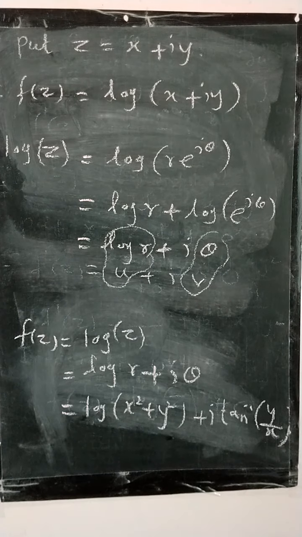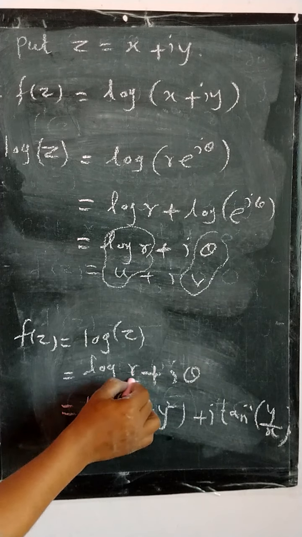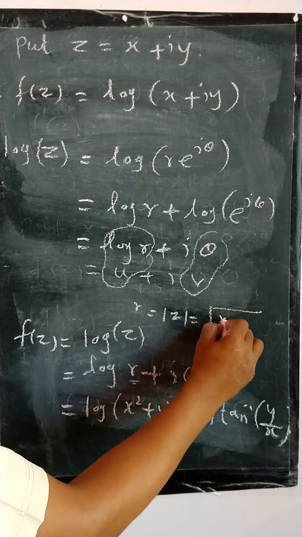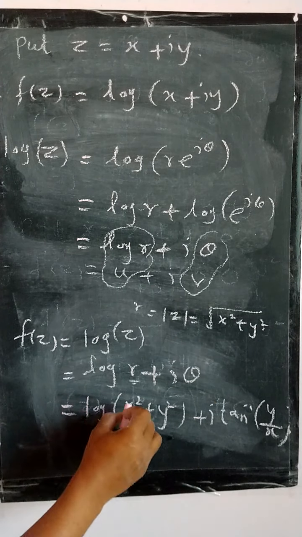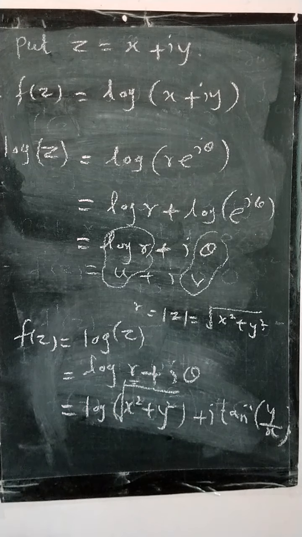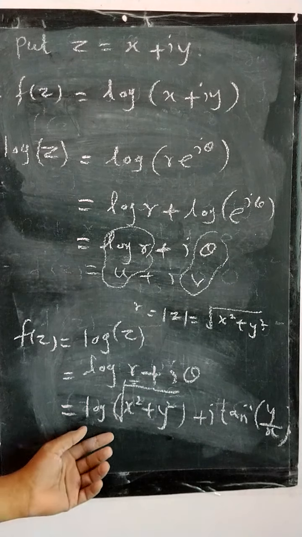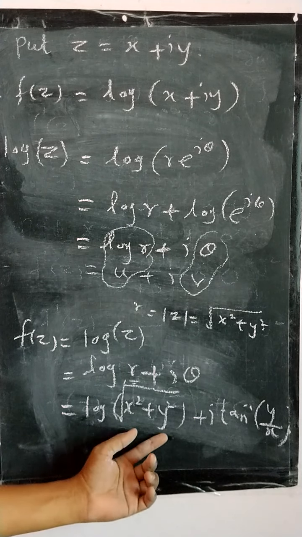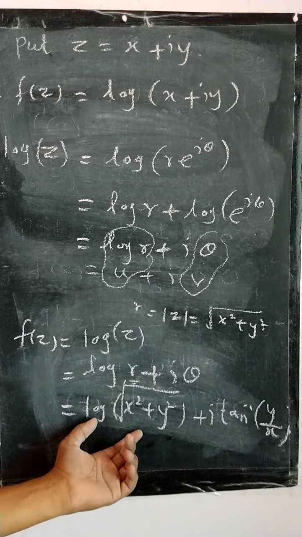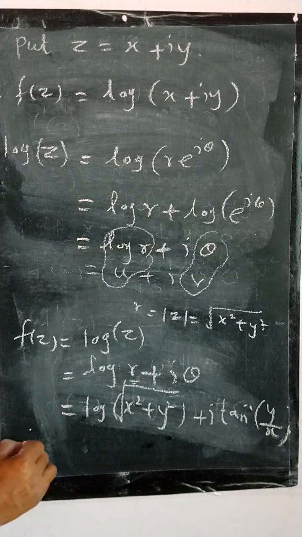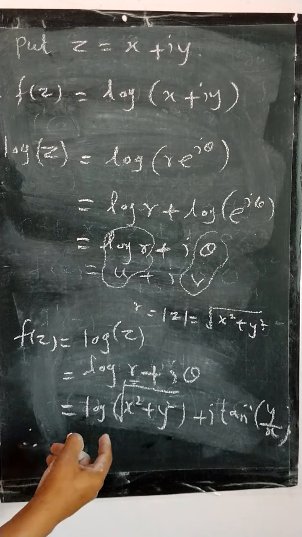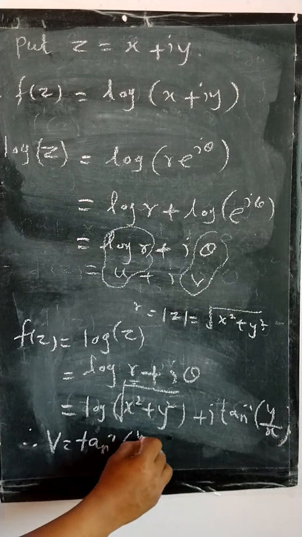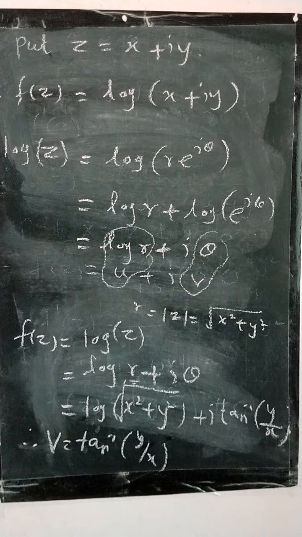This R is actually mod of z, which is square root of x square plus y square. So using log property, this square root means raised to half, and that we can write here half into log of x square plus y square, which is given u, and this is v. So therefore what is harmonic conjugate of u? That is v, and that is tan inverse of y by x. Thank you.